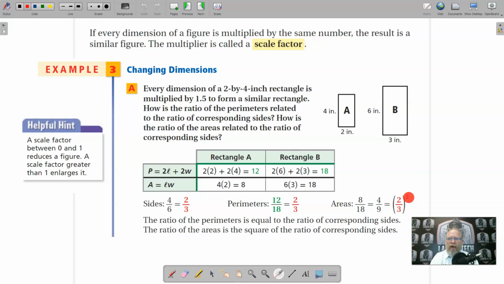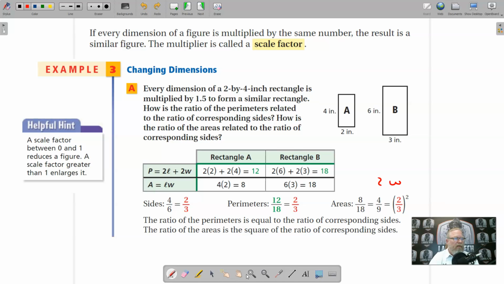It's squared. Now, what do we know about perimeter? Perimeter we know is the distance around the outside. We're actually talking about length. Length has only one dimension, so technically this is 2/3 to the first power. Kind of messy writing there, but you can see how it's to the first power because it's just one dimension, length. But with area, we're talking about length and width, right? So we have two dimensions. Notice that we end up with a 2 for the exponent.